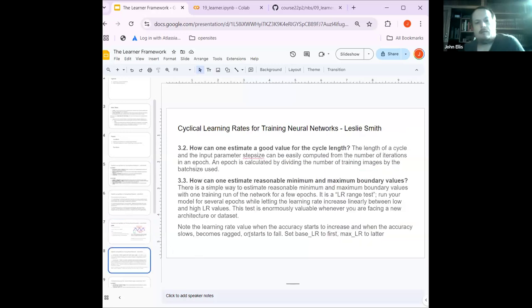So two of the questions that come from that are, how do you estimate a good value for the cycle length? And how do you figure out this minimum and maximum boundary? Since those are ones that you would control, it seems relevant to have a general framework for it. Obviously, there's room for additional ways to approach it, but when we look at the step size, it's tied to the iterations in an epoch, right? Am I saying that right?